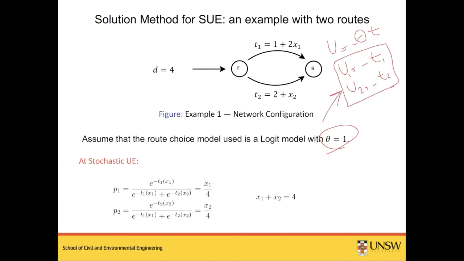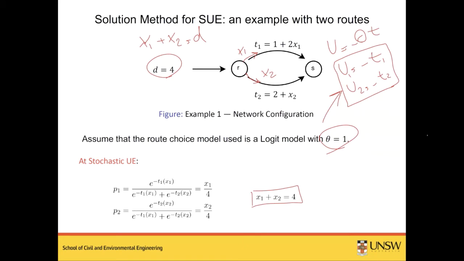And we now just need to write down the simultaneous equations. So how can we do that? What kind of equations can we write? Of course, we can write something about demand conservation, right? Because if this is my x1 and this is my x2, definitely x1 plus x2 must be equal to the demand, and demand is 4. So x1 plus x2 should be equal to 4, just making sure all the demand is loaded into the network.